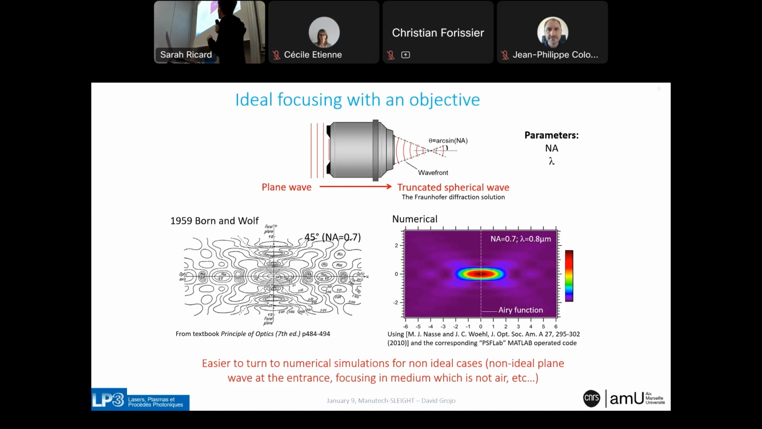In practice, you understand that this truncation of the spherical wave will cause diffraction of the light. So the best focal spot that you can produce with this system is described by this function: not a Gaussian spot, but an Airy function at the focus because of this diffraction pattern. You can solve this problem with an analytical solution. If you are interested, you can refer to the Born and Wolf Principles of Optics textbook. But of course, you can also solve this problem with numerical simulation in quite an easy way. The advantage of numerical simulation is that when you have this type of simulation working, you can also describe non-ideal cases compared to this one, which is a pure theory case.